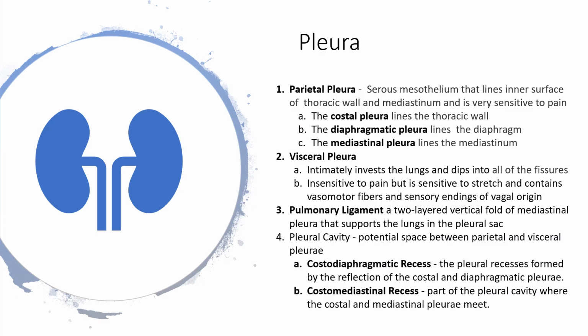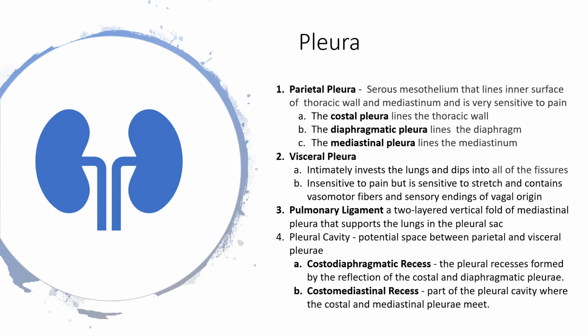The pleura is a thin serous membrane that consists of a parietal pleura and a visceral pleura. Parietal pleura is the layer of serous mesothelium that lines the inner surface of the thoracic wall and the mediastinum and is very sensitive to pain. The costal pleura lines the thoracic wall. The diaphragmatic pleura lines the thoracic surface of the diaphragm. And lastly, the mediastinal pleura lines the mediastinum and sides of the pericardial cavity.